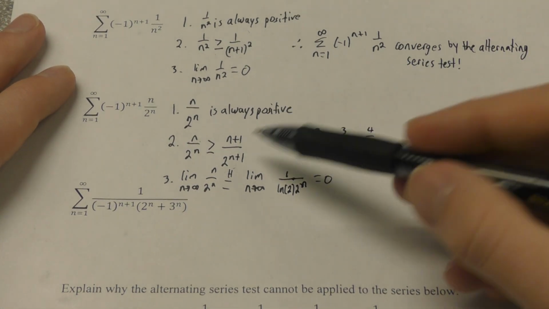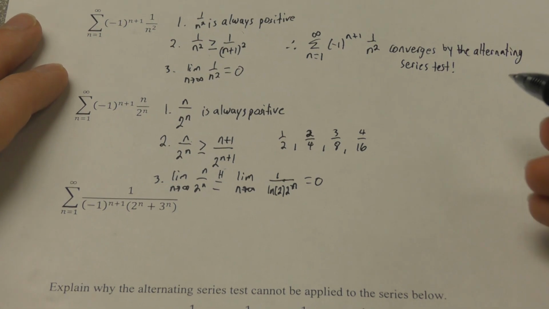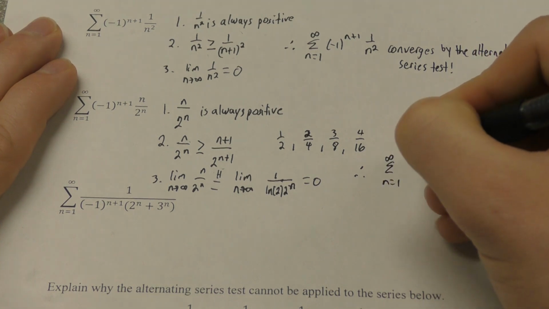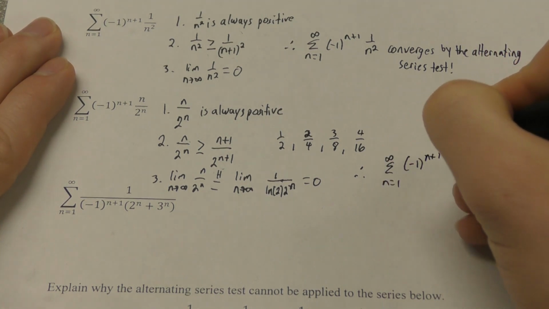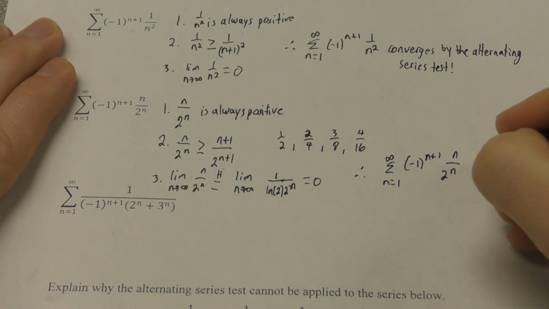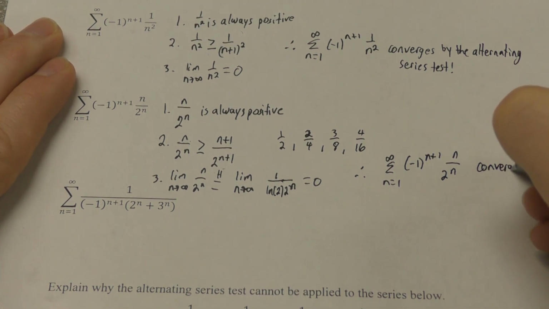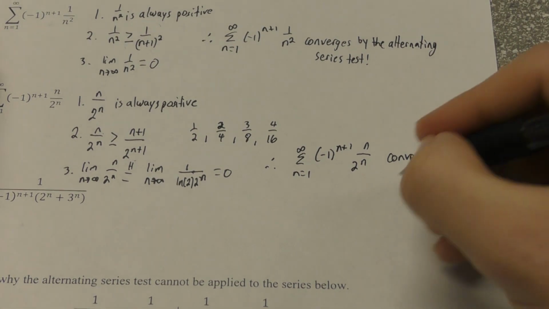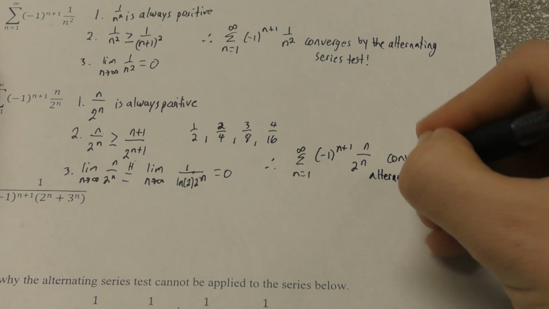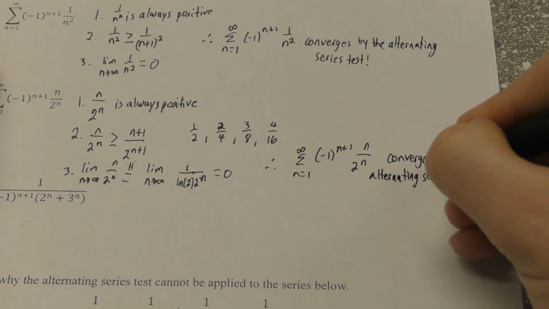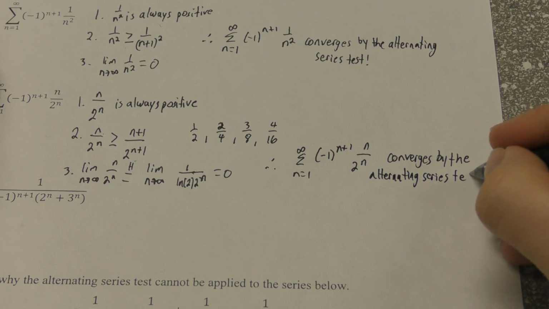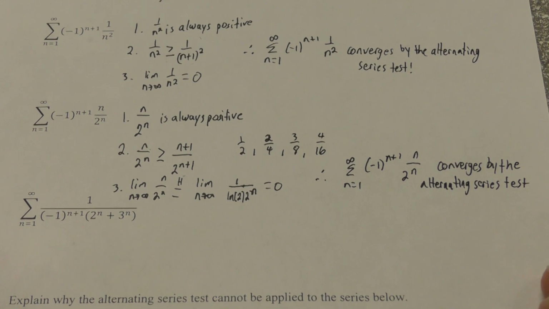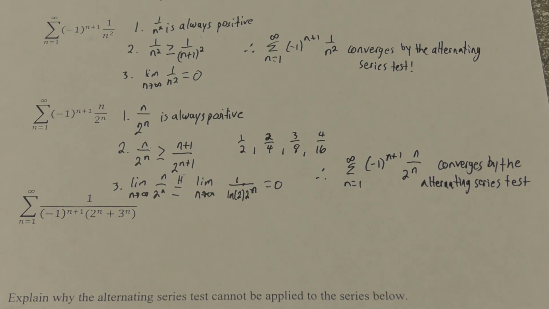So does it meet everything? It's always positive. It eventually decreases. The limit of the terms is 0. So yes, therefore our series, the sum from n equals 1 to infinity of negative 1 to the n plus 1 times n over 2 to the n, converges by the alternating series test. All right. So our middle two converge.